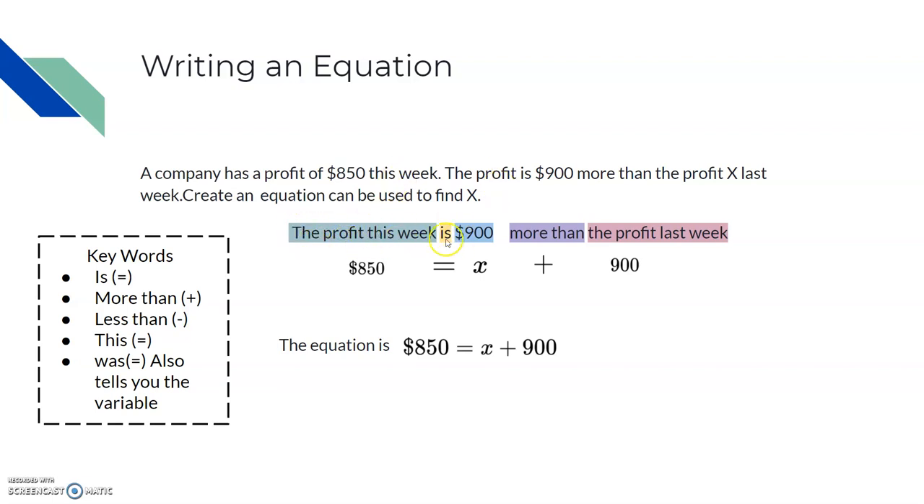We have the profit this week, and here is $900 more than the profit last week. Now, the equation: the profit this week is $850, "is" is the equal sign, then $900 more than the profit last week, where we put an X for last week's profit. The equation is $850 = X + $900.